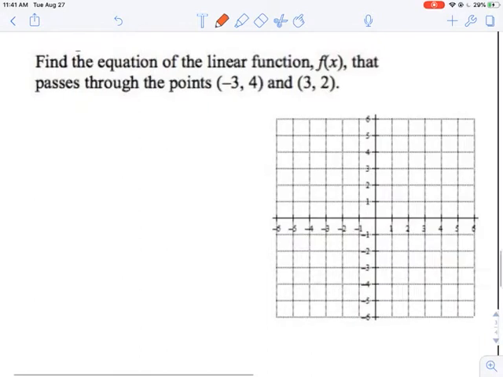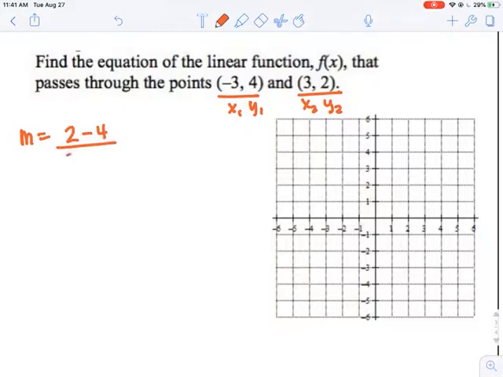So here we see that the equation passes through 2 points. And we know using the slope formula, we'll be able to find the slope. So m equals (y2 minus y1) over (x2 minus x1). So I have 2 minus 4 over 3 minus negative 3. Simplifies to negative 2 over 6, or negative 1/3. So I know that my slope is negative 1/3.